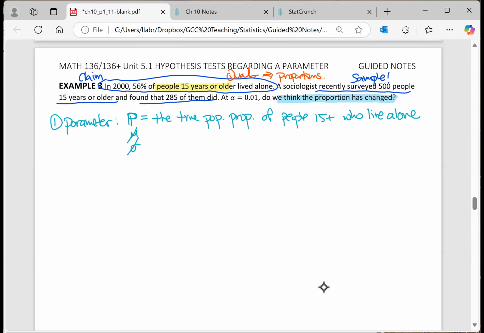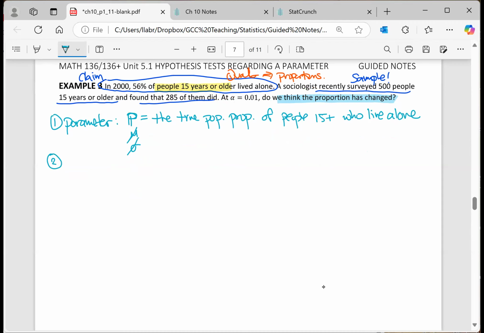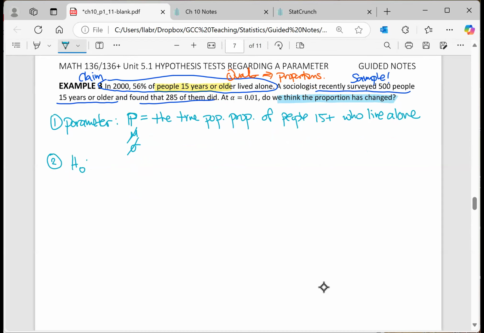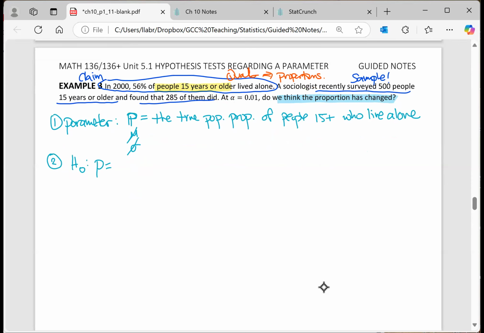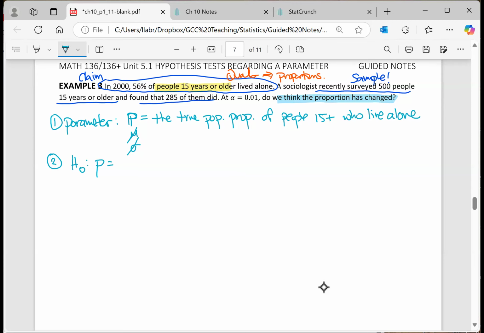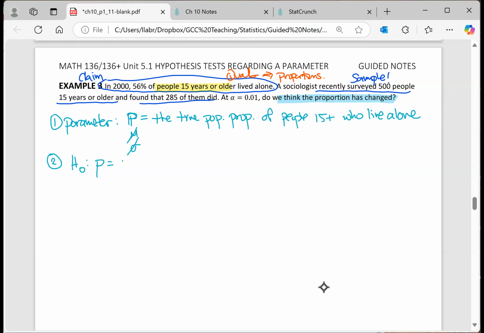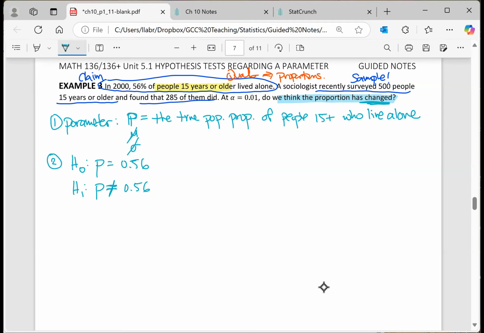All right, let's go ahead and set up our hypothesis, and then I'll leave you to the rest. So from the claim, we know that they're saying in 2000. So that was over 2 decades ago. So that was quite some time ago. And they're saying that in that time, 56% of people lived alone. So that's 0.56. My alternative, again, the only thing that changes is the symbol in between P and the value. Here we see the word change. So we don't know if it's higher or lower, but they're saying change. So that's a not equal to.